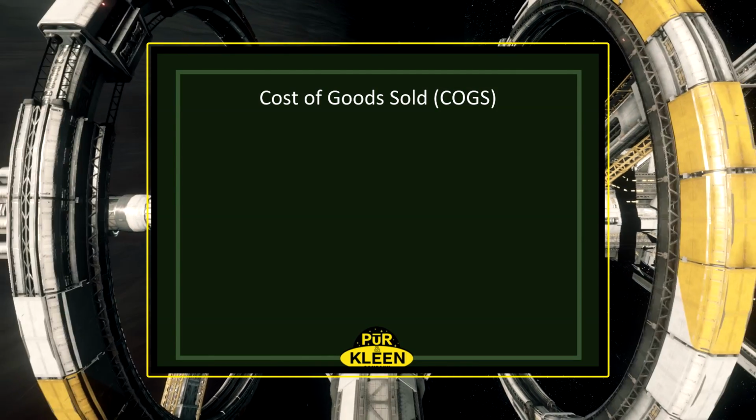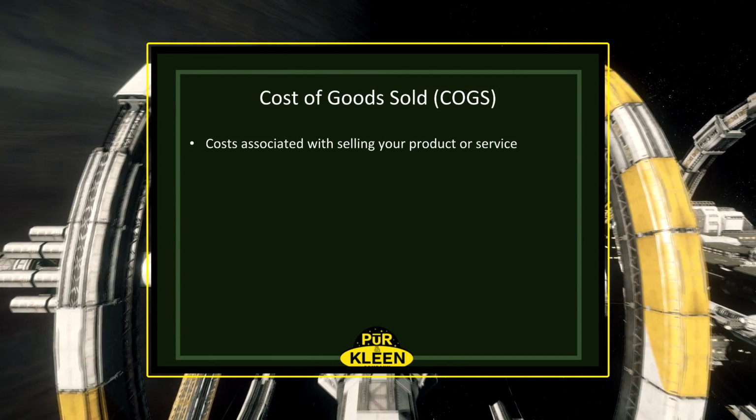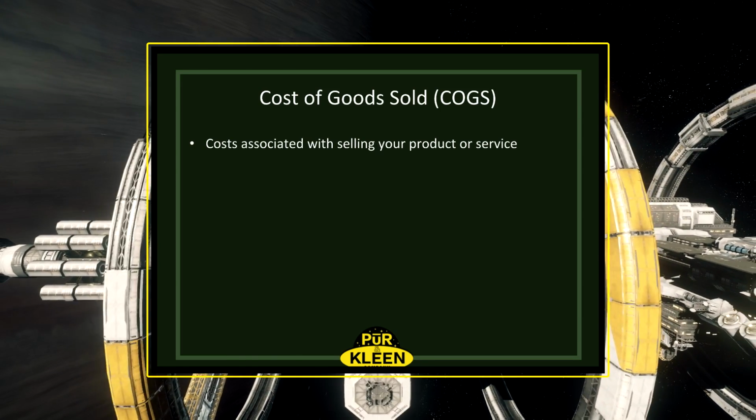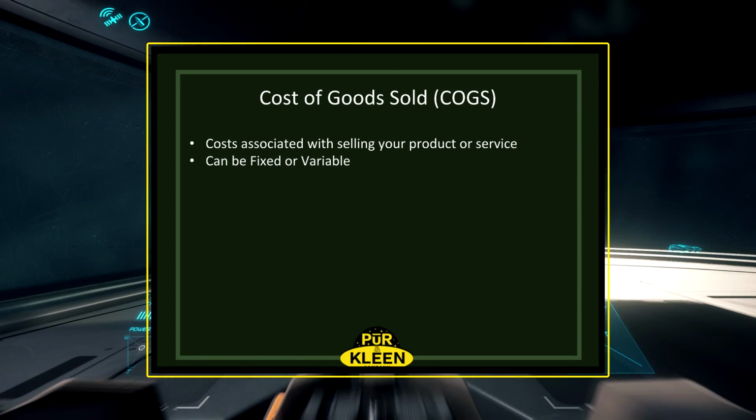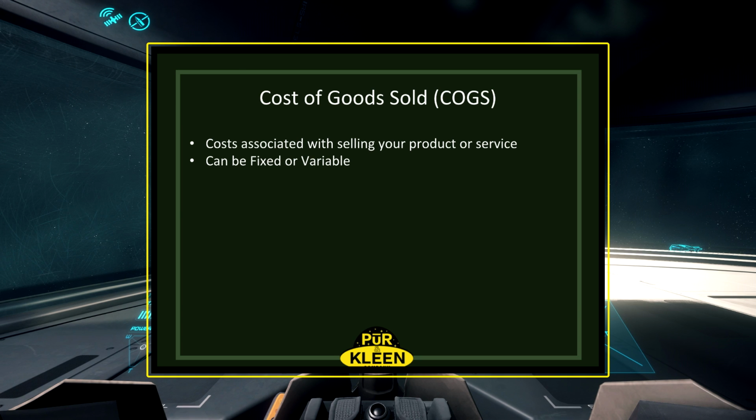So, what are COGS? COGS are all the costs associated with selling your product or service. COGS can be fixed costs or they can be variable costs. Here are some example COGS.